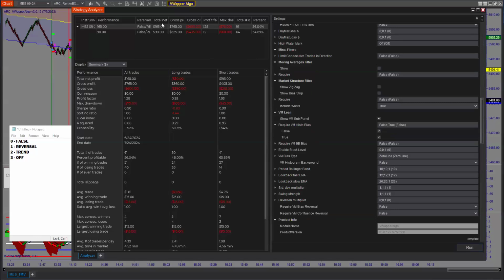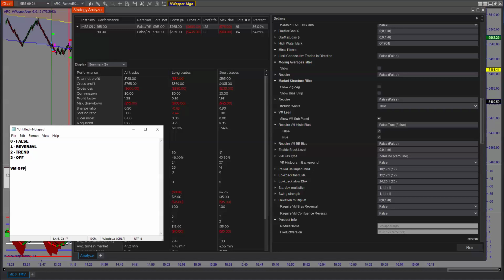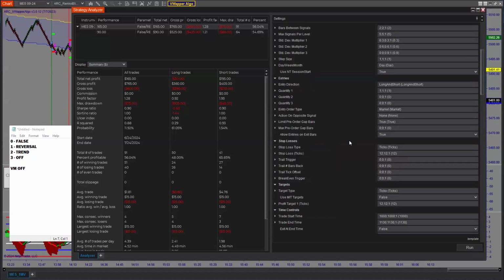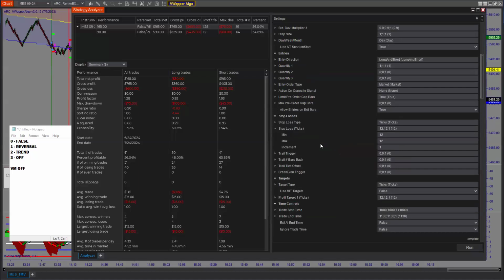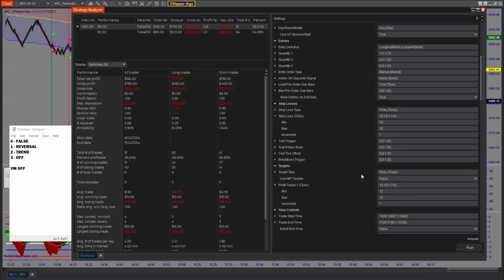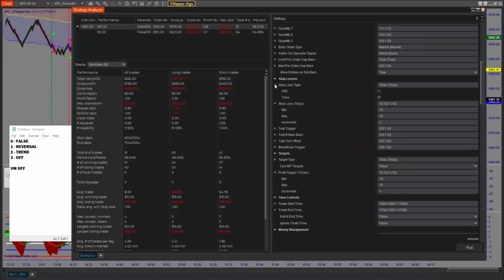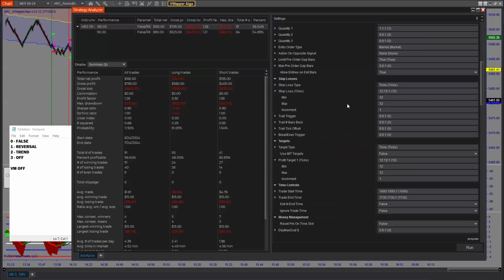Nope, no advantage. So we'll keep it off. VM off. Right, now we're going to go do stops and targets. So let's go here and profit. Okay, stop loss type. I got ticks and ATR on this one. We'll keep it to ticks because we have a fixed size bar, so that's fine. Let's go at least 12 to 16 by 1. Hell, let's go 24. Let's make it by 2s.